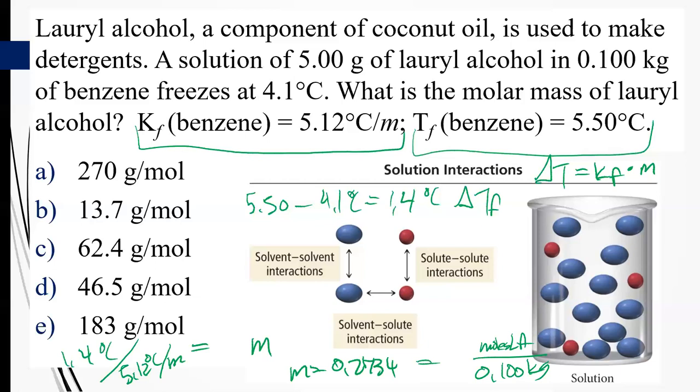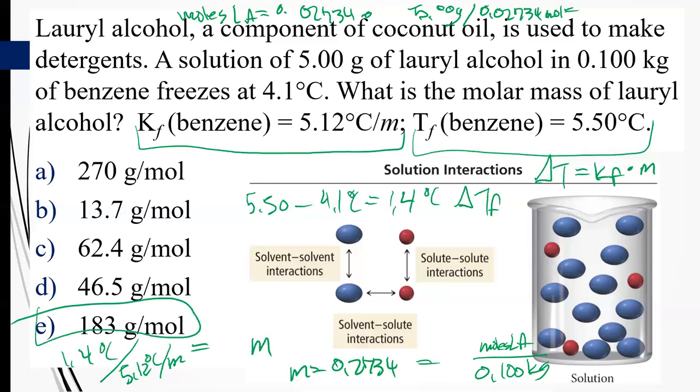So my moles of La was 0.02734, and that was 5 grams of it. So if I take 5.00 grams, divide by 0.02734 moles, we should get a smaller mass. And it ends up being 182.85, or just about 183 grams per mole. And so that's the useful part about a freezing point depression.